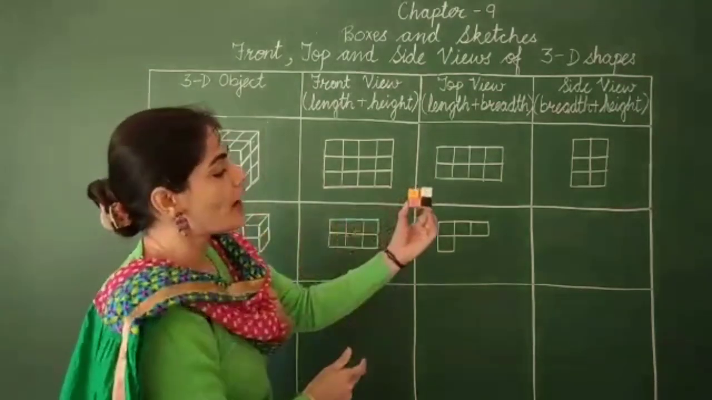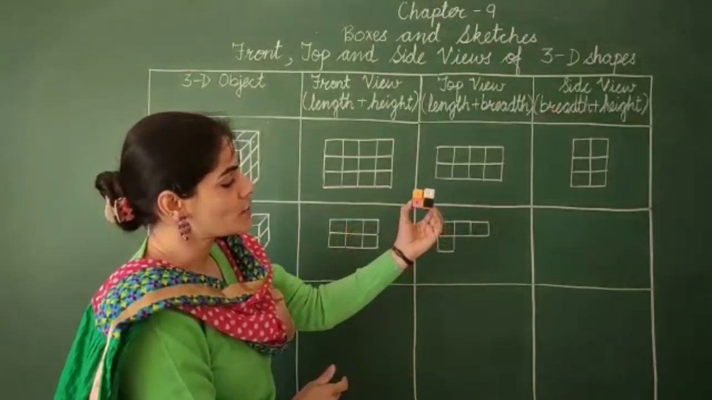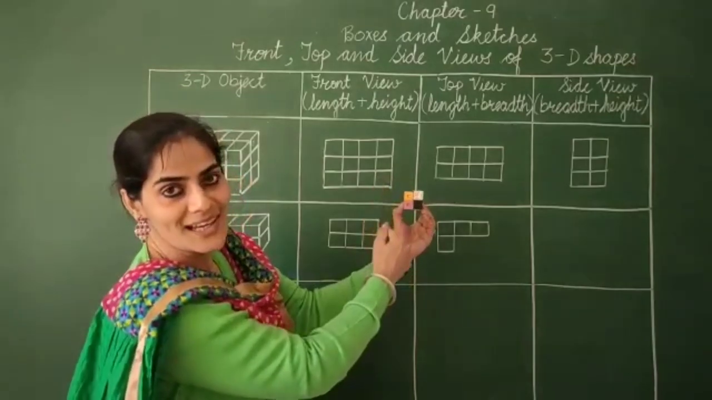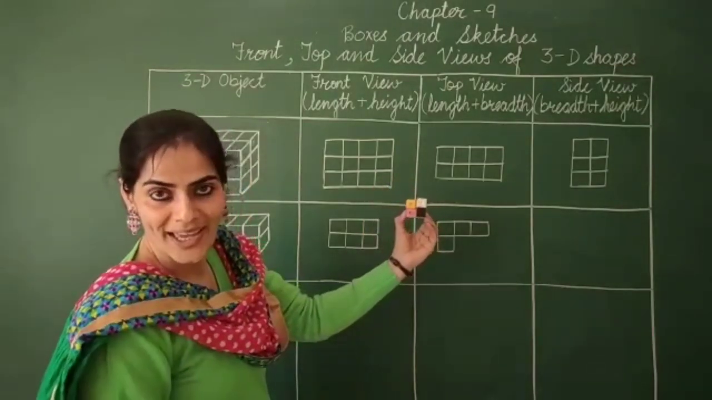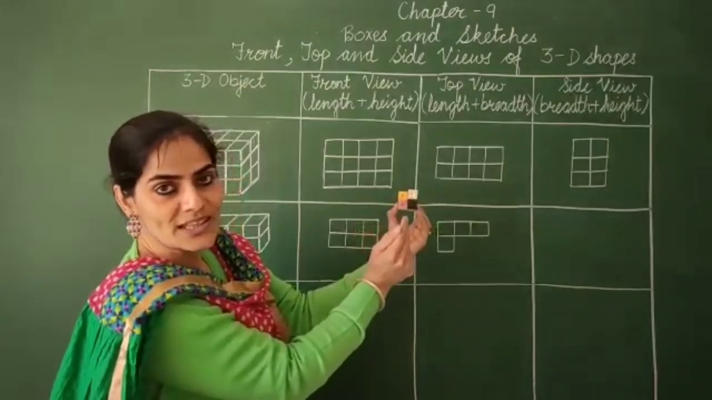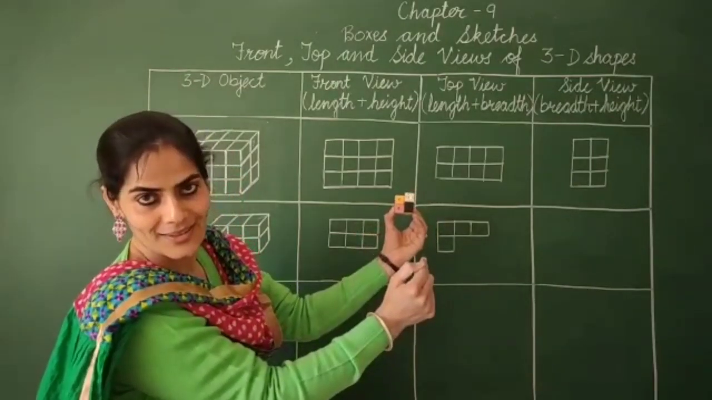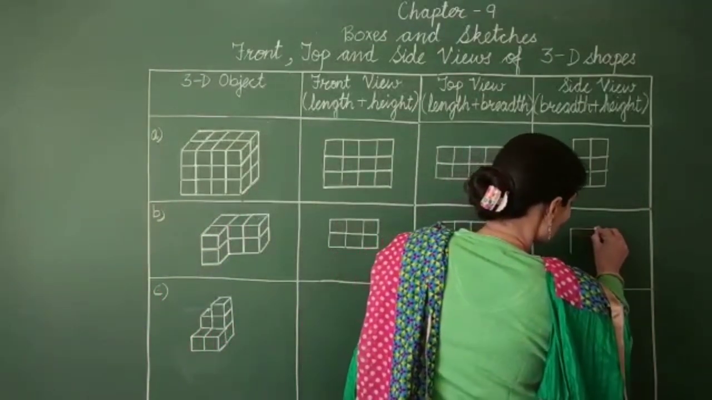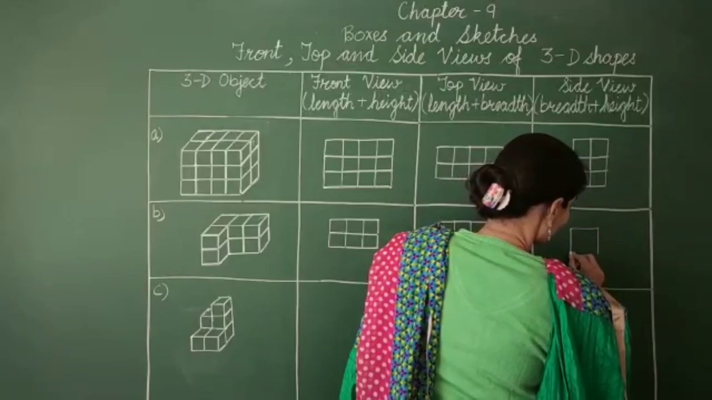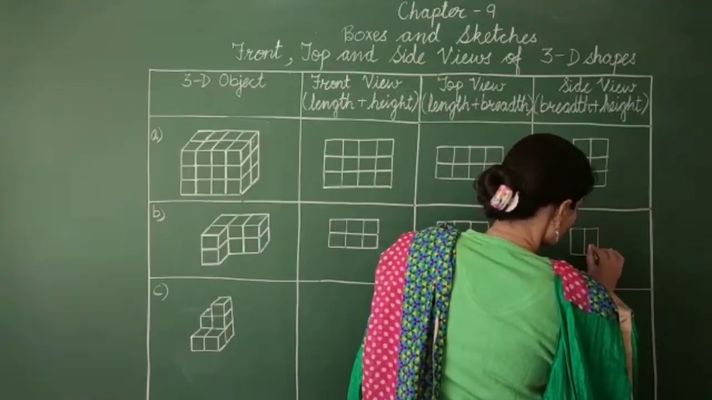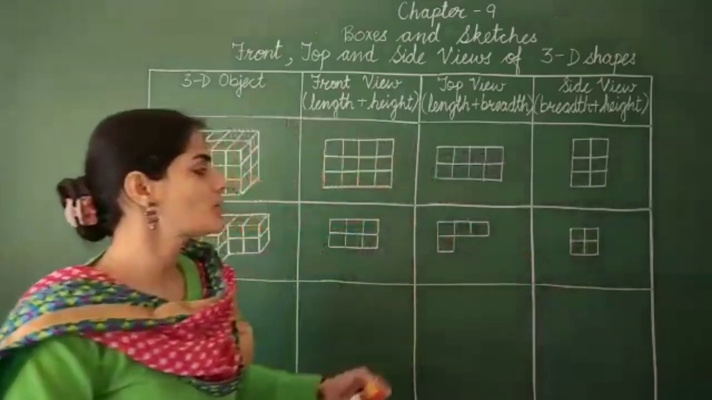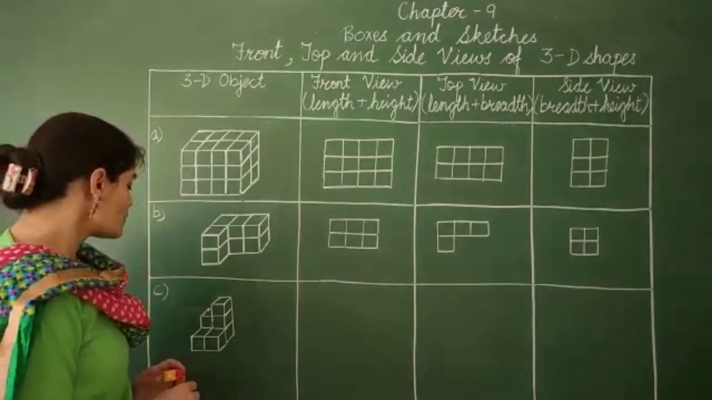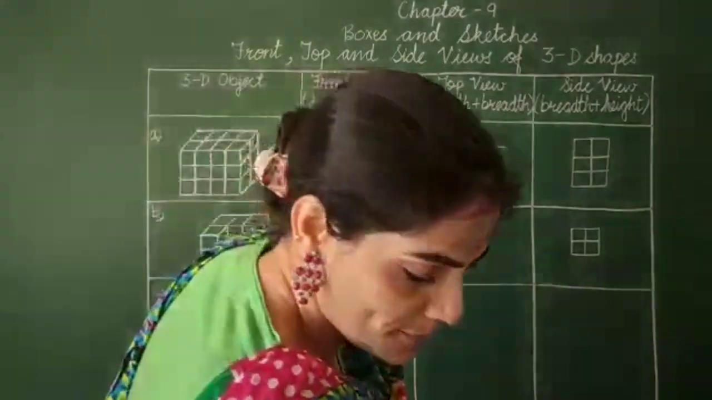Just have a look. If I present this object to you in this manner, so what are you able to see? You are able to see a 2 by 2 square, everyone. You are not able to see the difference in the length. Have you understood? So let's draw a 2 by 2 square. This is how the object will appear to us. Have you all understood? Let's move to the third shape.